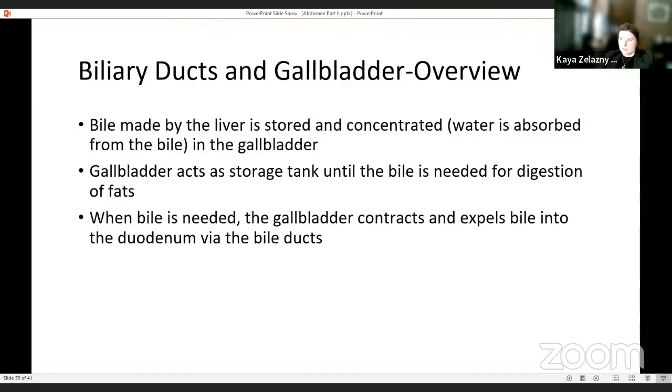Okay, so another function of the liver, other than just processing, it's really important, is its production of bile.